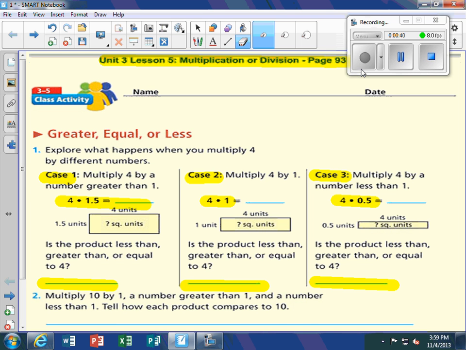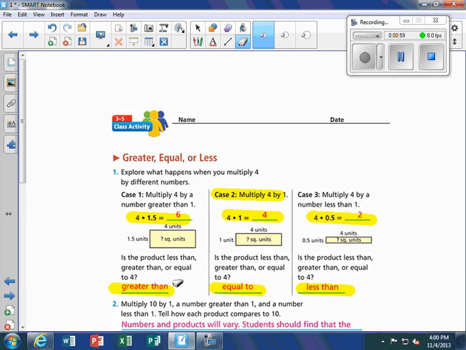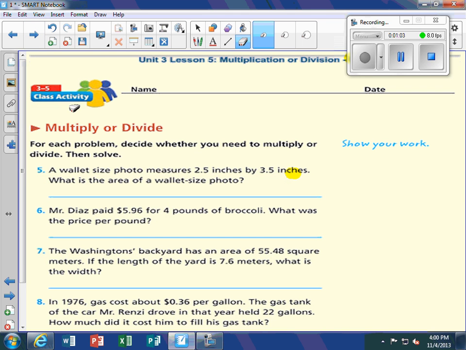And case number 3 is 4 times 0.5, which is 2. Remember, 0.5 is 5 tenths. That 5 is in the tenths place. And 5 tenths is a fraction of 1 half. And half of 4 is 2, so it would be less than. So if you look at what they're saying here, 6 greater than, 4 equal to, 2 less than. All right, let's move on.